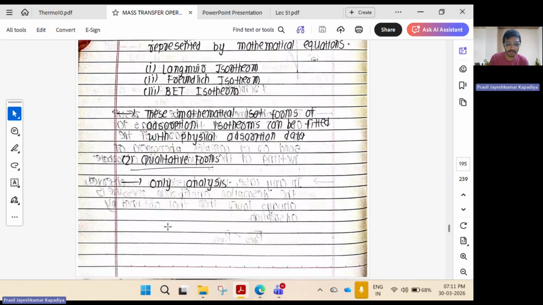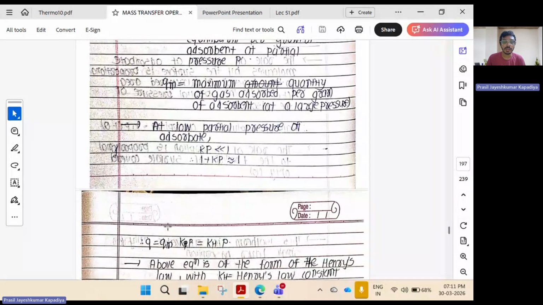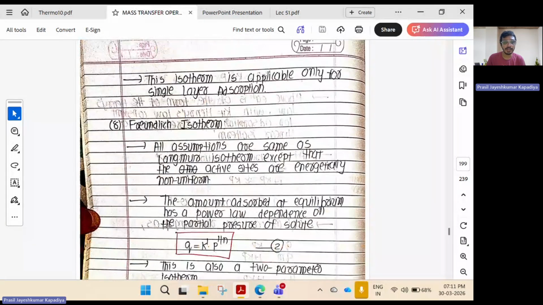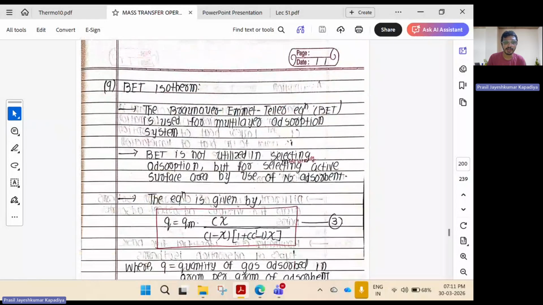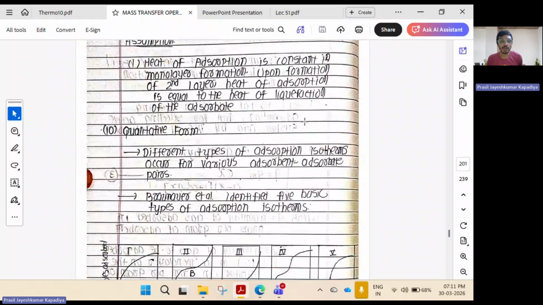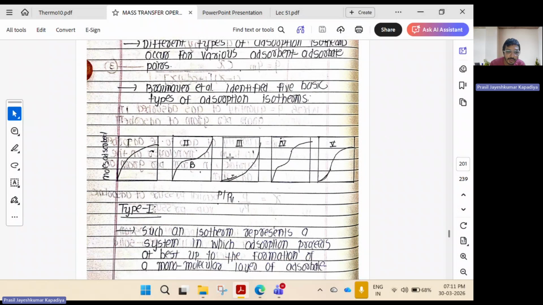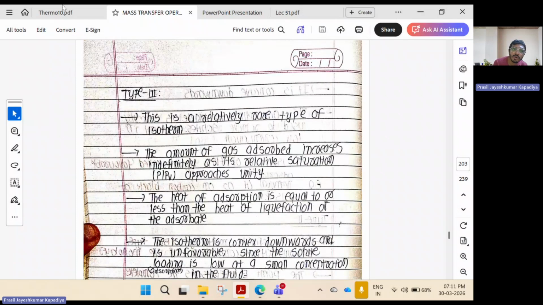And there are adsorption isotherms: Langmuir isotherm, BET isotherm, Freundlich isotherm, correct? BET, the Brunauer-Emmett-Teller equation. These various isotherms are available. There are type 1, type 2, type 3. Various kinds of adsorption isotherms are available. Okay, so this is all about adsorption.